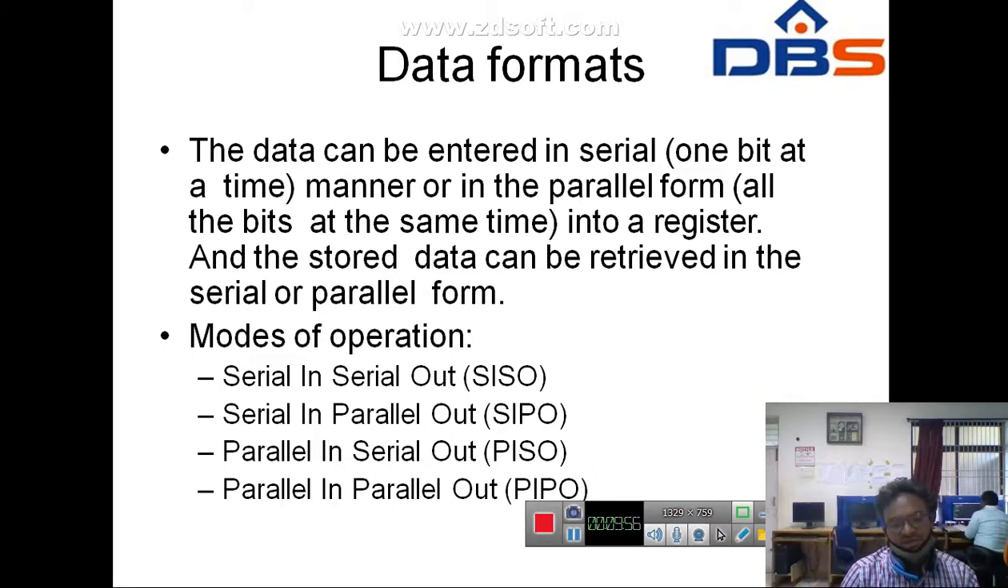That means if there are 4 binary digits in a binary word, or 8 digits, we require n flip-flops. For 4 bits we require 4 flip-flops, that is a 4-bit register. If we have 8 bits, we require 8 flip-flops, called an 8-bit register, taking one flip-flop for each bit.